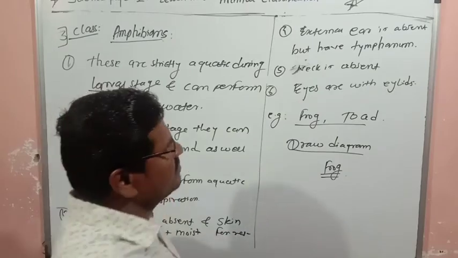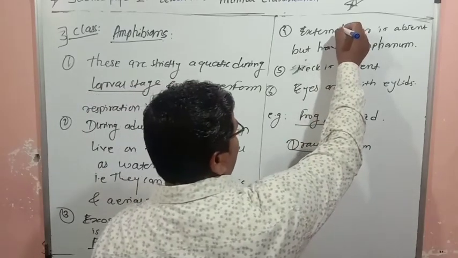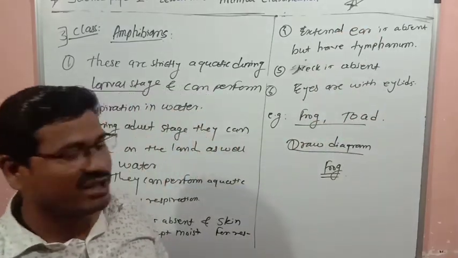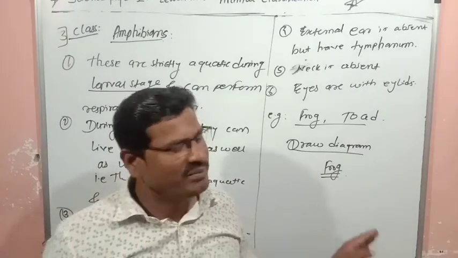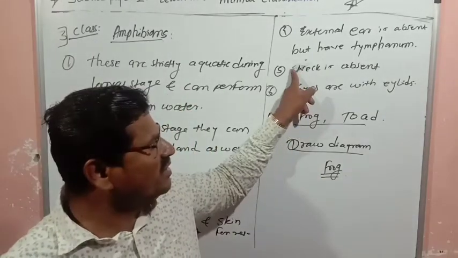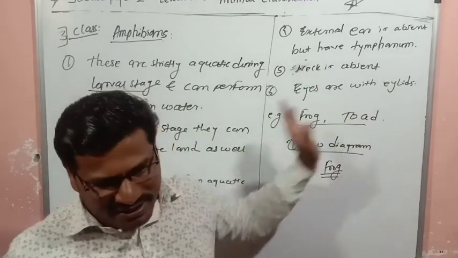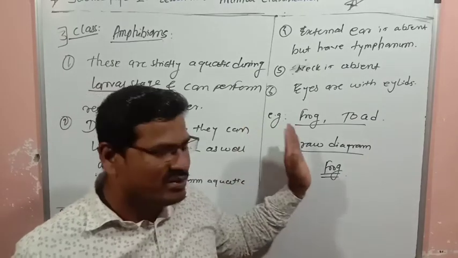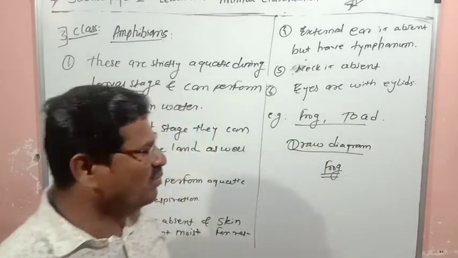External ear is absent, but tympanum is present. Neck is absent. Eyes are with eyelids, and examples are the frog and tadpole.